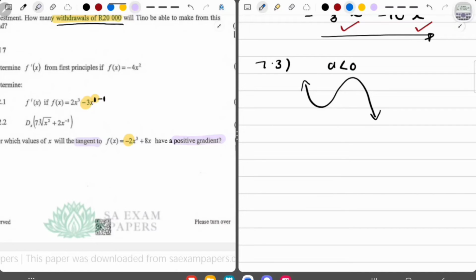Which places do we find that the graph is increasing? Okay, so if we read it from the left, look at what the graph is doing. You always move from left to right. The graph is doing what? Decreasing. Then it does something.